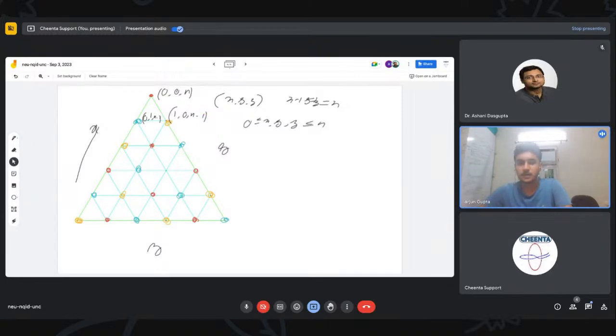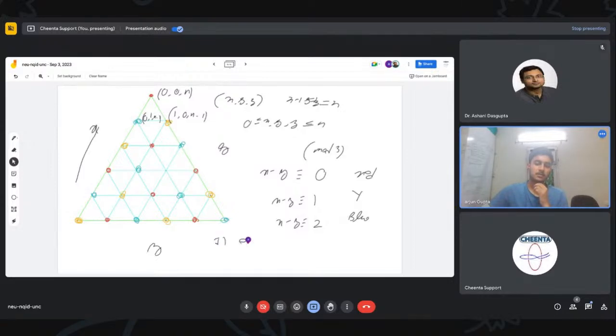If x minus y is congruent to 0, I'm working modulo 3, then color red. If x minus y is congruent to 1, color yellow. And if x minus y is congruent to 2, you color blue. So, I'll make several observations. The first is, in each triangle, we have exactly one vertex of each color.